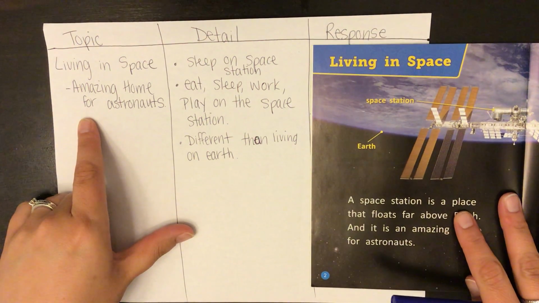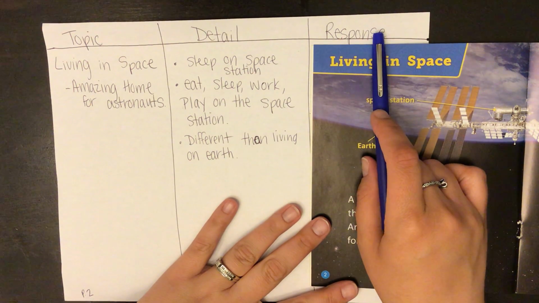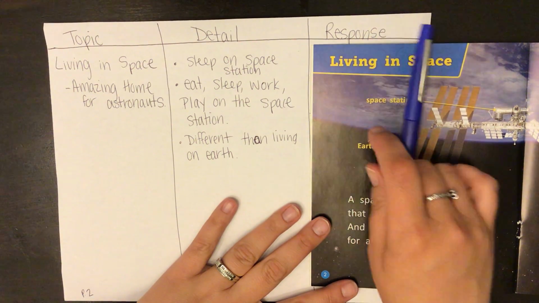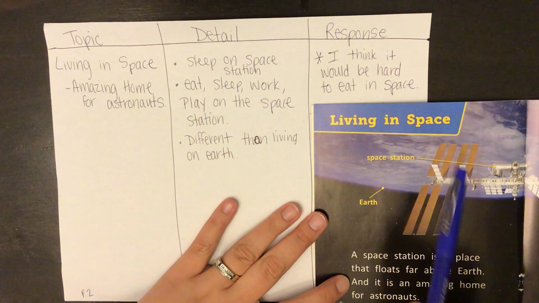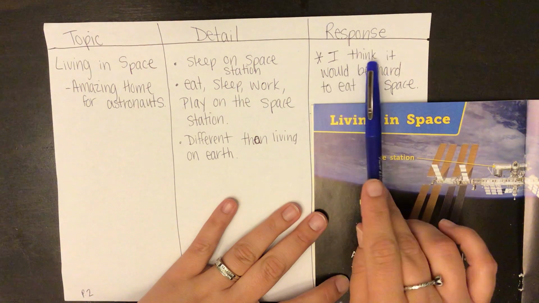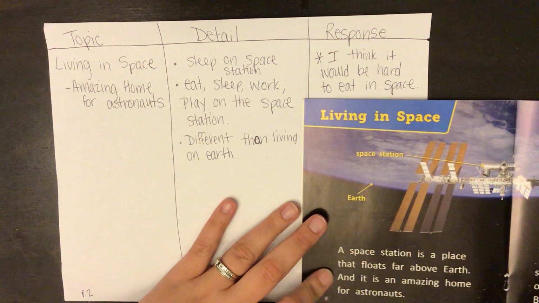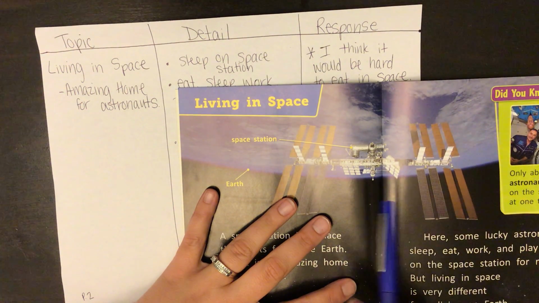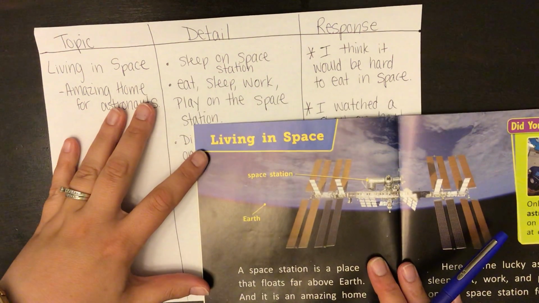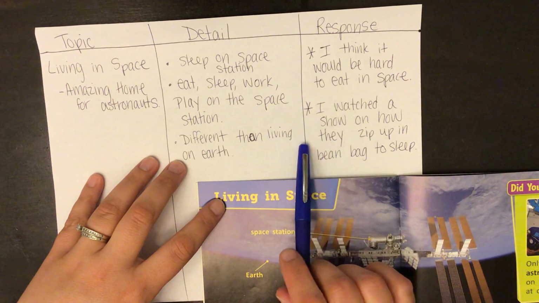Now the next part of this chart is response. Response is what you are thinking, or connections that you make as you're reading the book. As I was reading Living in Space, my first thought was, I think it would be hard to eat in space. So when it said here, some lucky astronauts sleep, eat, work, and play, my first thought was, man, that would be really hard to eat. And then I had a good connection.